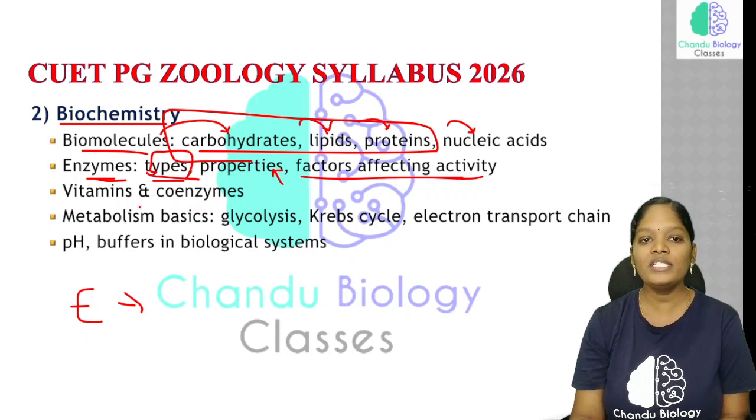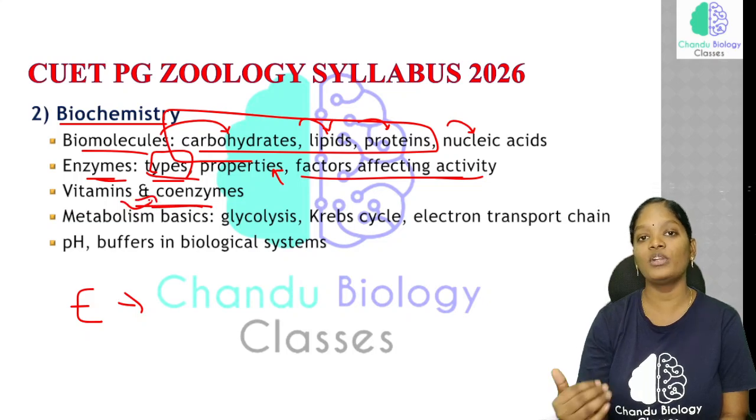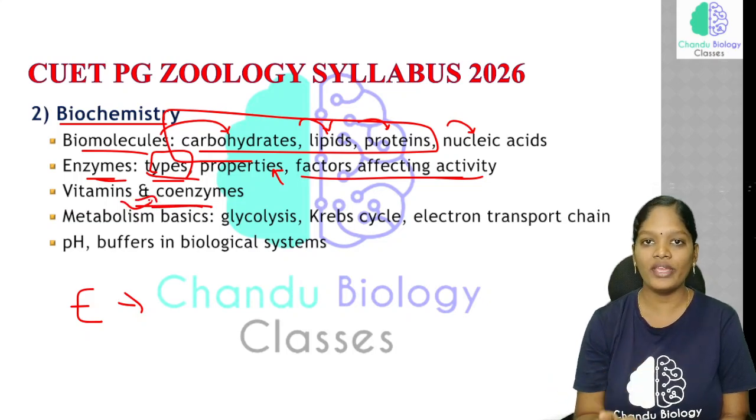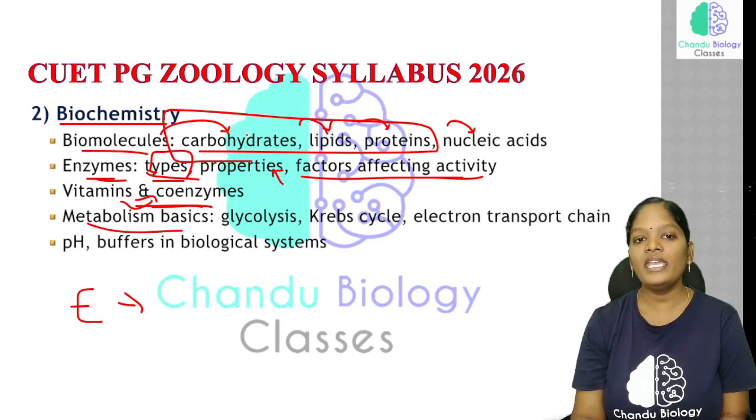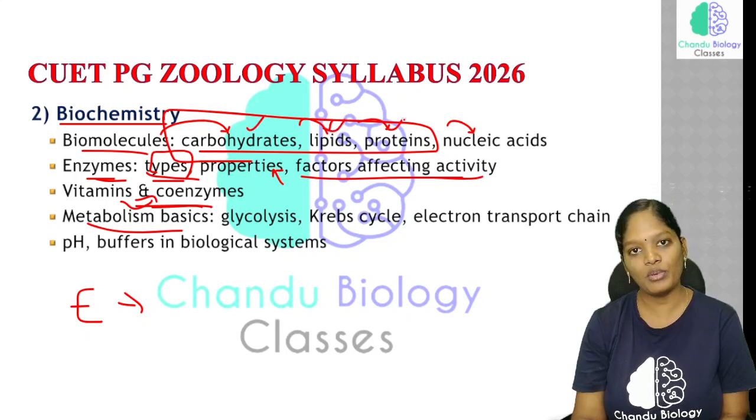Now, vitamins and coenzymes. What is the relation between these vitamins and coenzymes? First of all, what is meant by coenzymes? Everything will be discussed in detail in our classes. And metabolism basics. Here we have studied carbohydrate chemistry, lipid chemistry and protein chemistry.